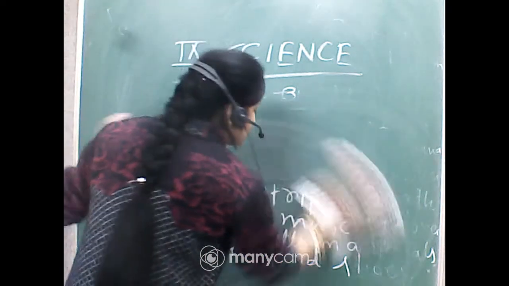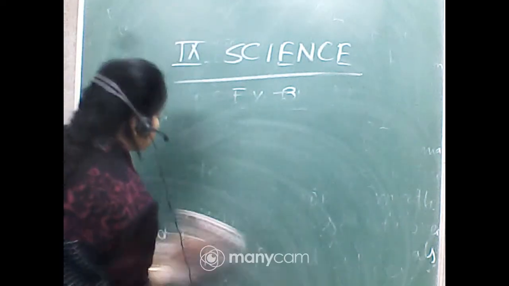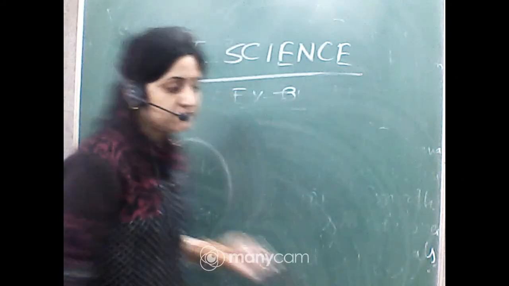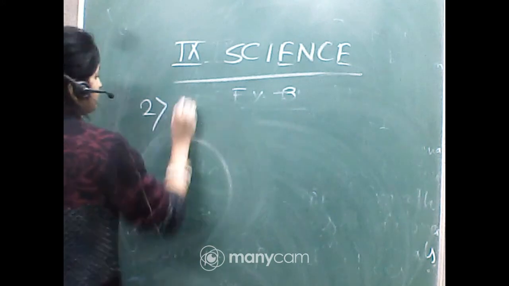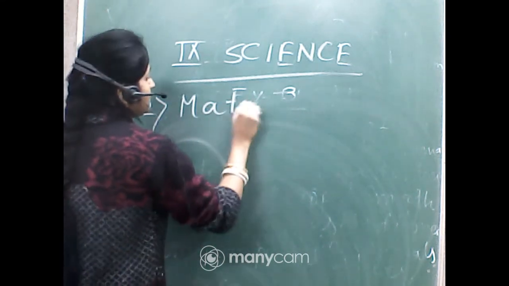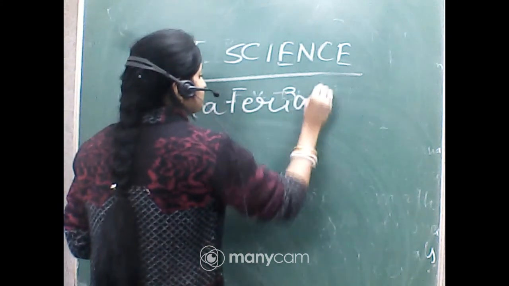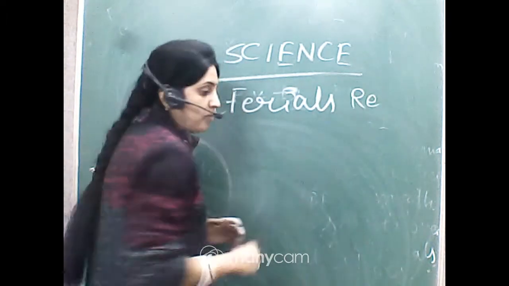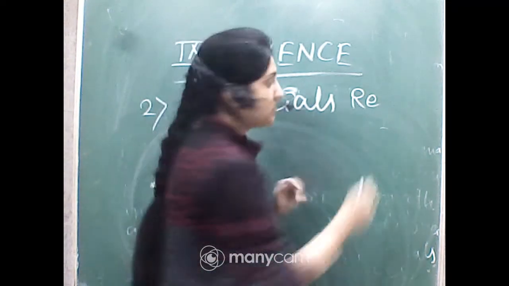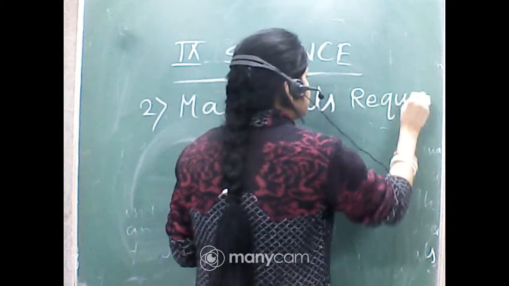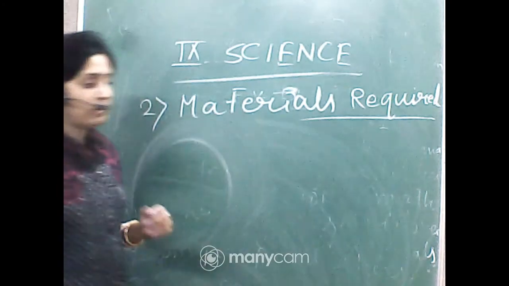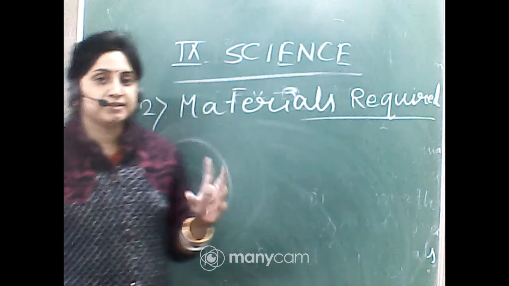So this is the experiment number 3. So first, that one is the aim. Second, materials required. Second point, start to write materials required. I have already completed all these things in another section. You can see my video and you can complete your practical notebook from that part. Okay, always mention the date.